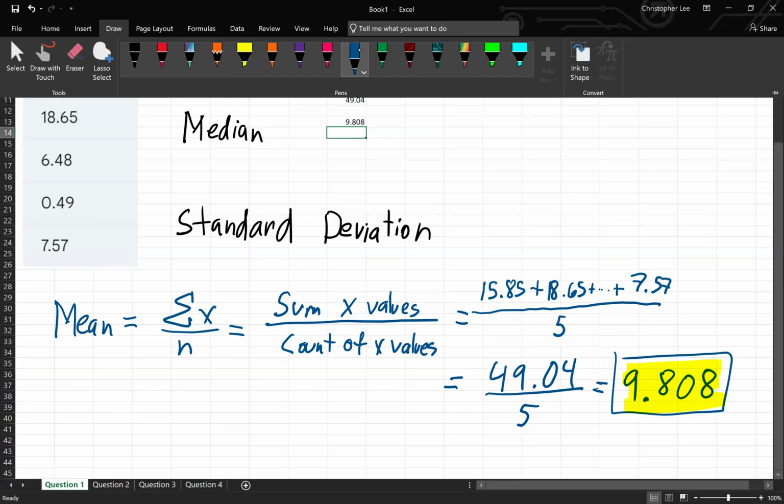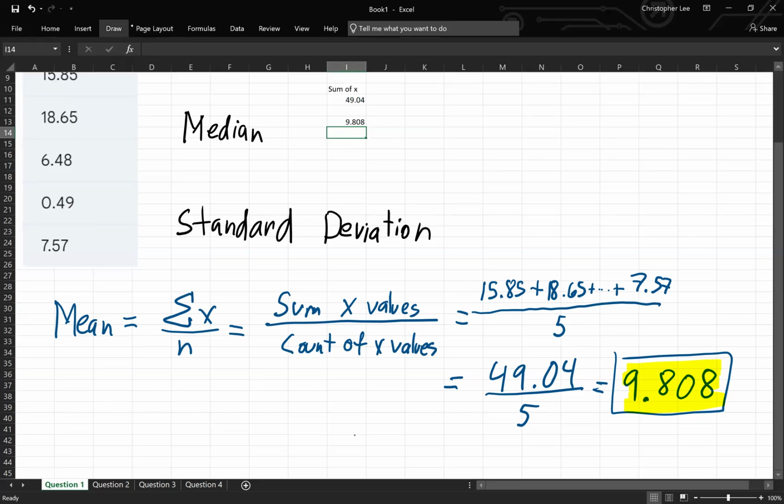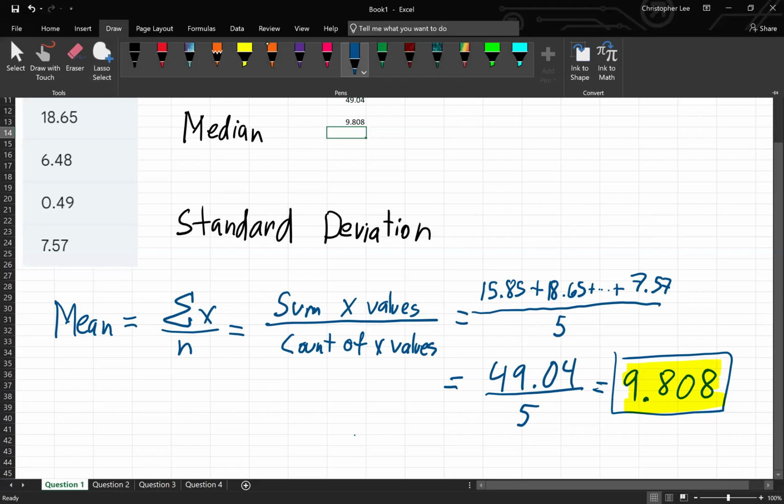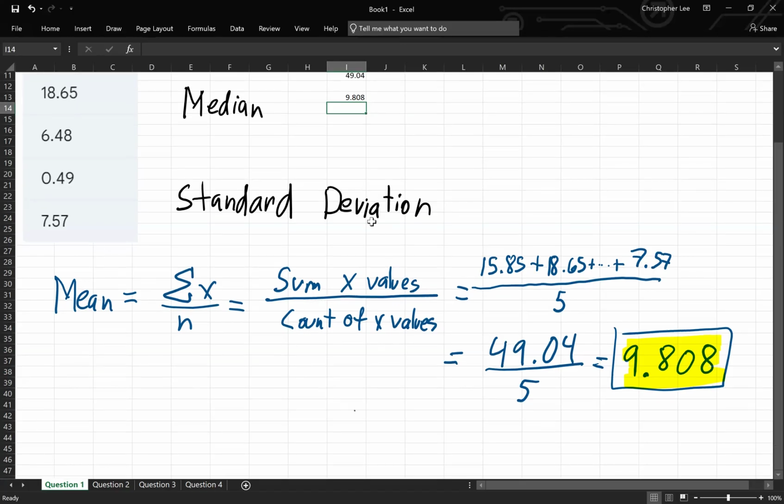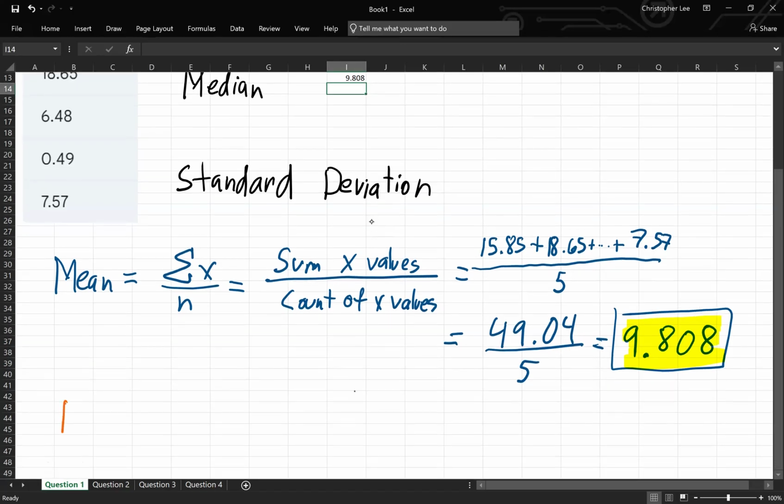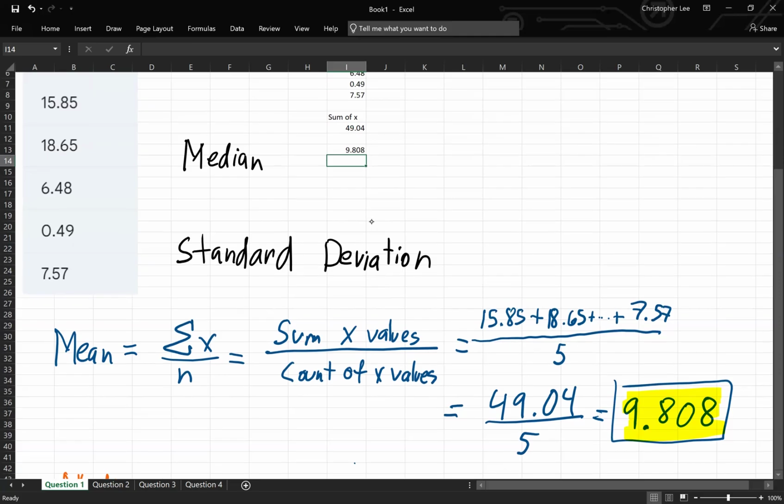All right, let's move on to the next one. I'm gonna change the color up a little bit. I'm gonna go with my orange. So for the next part, I want the median. Now, remember, in order to find the median, I have to put my numbers in order, and I like to do it from smallest to largest. So we're gonna look at our numbers here.